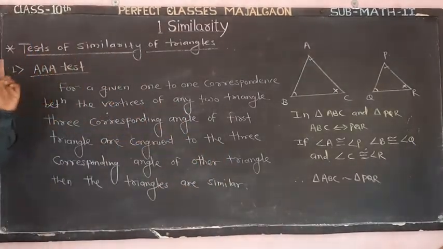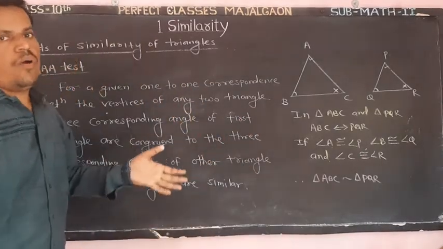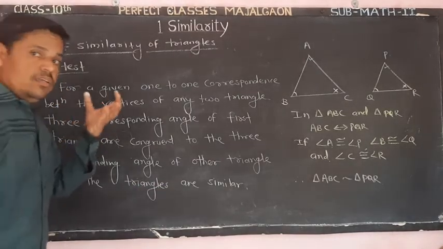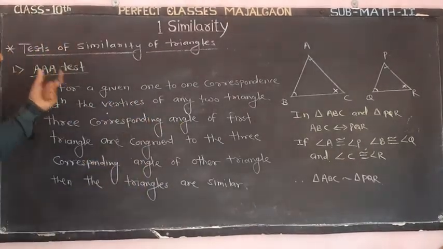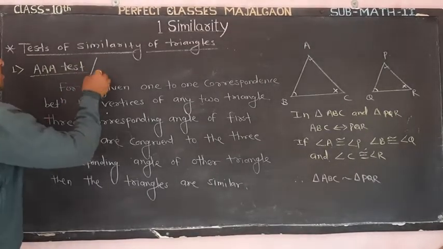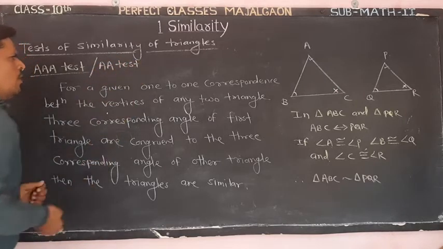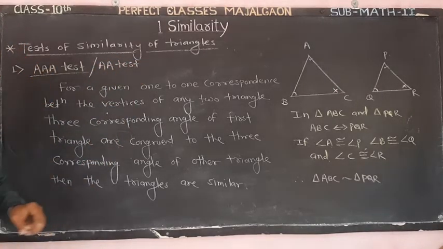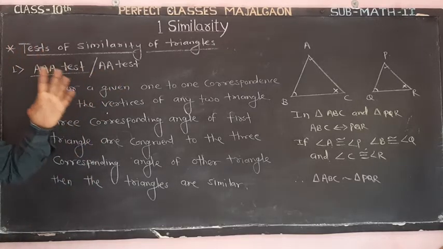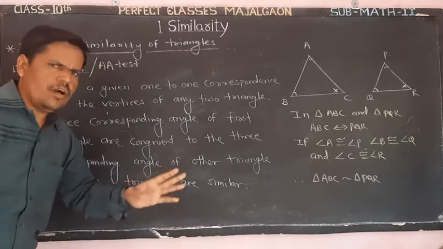Here, angle, angle, angle. If three angles are congruent to the three corresponding angles of the other triangle, then the triangles are similar. Now we see a sub-test of this AAA test, and the name of the test is the AA test. Here I write the sub-test, only AA. Here A is three times. In this test A is two times. It means three angles of the first triangle, and here only two angles of the first triangle.